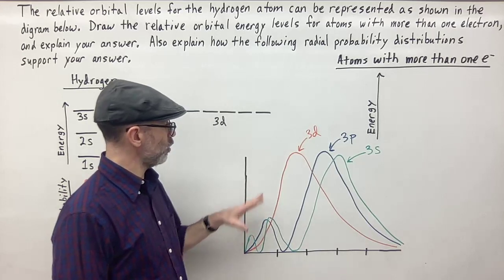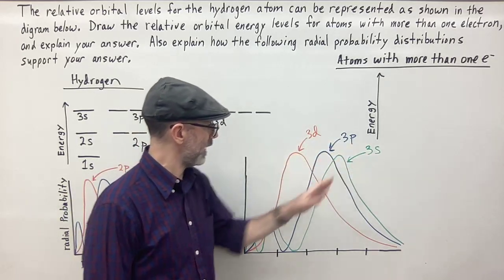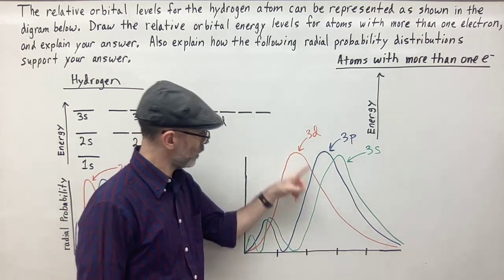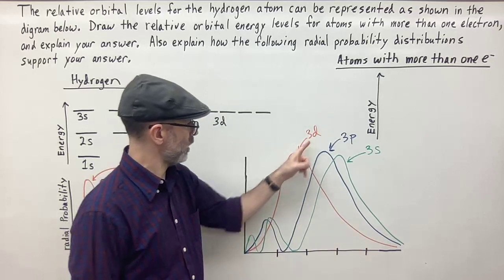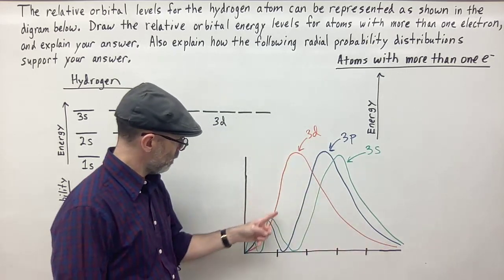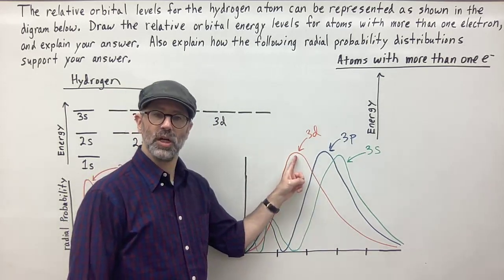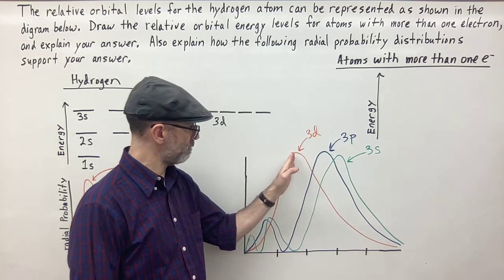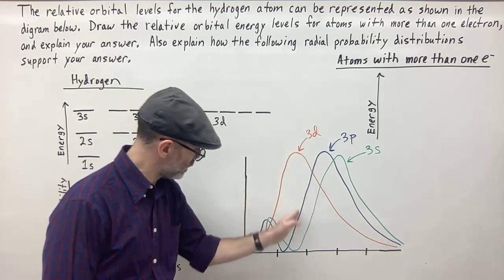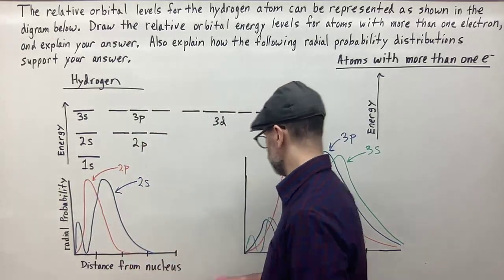So when you have the 3D, the 3P, and the 3S here, you'll see that for the orange color, that's the 3D, you only got this one big hill or hump here. And so the largest probability of finding the electron in the 3D is going to be this distance from the nucleus. So again, this is distance from the nucleus.